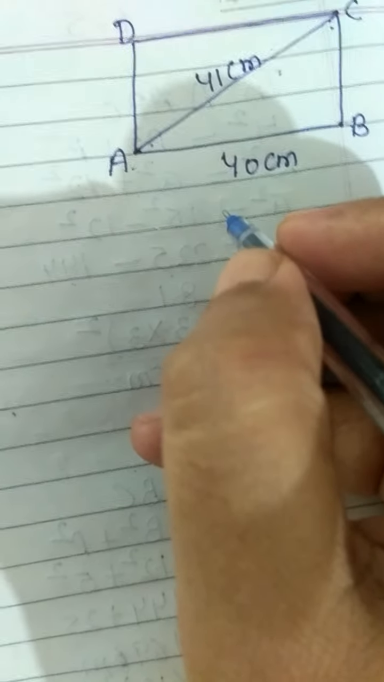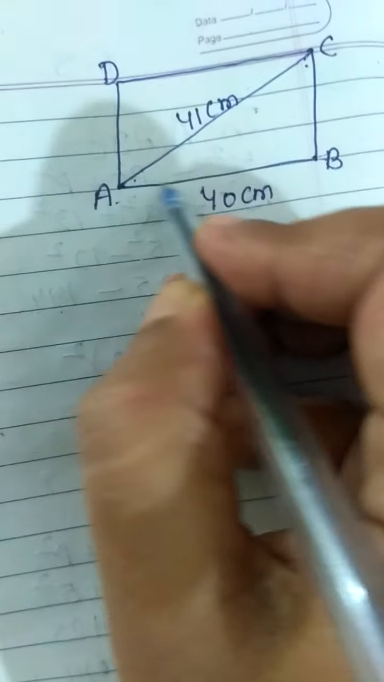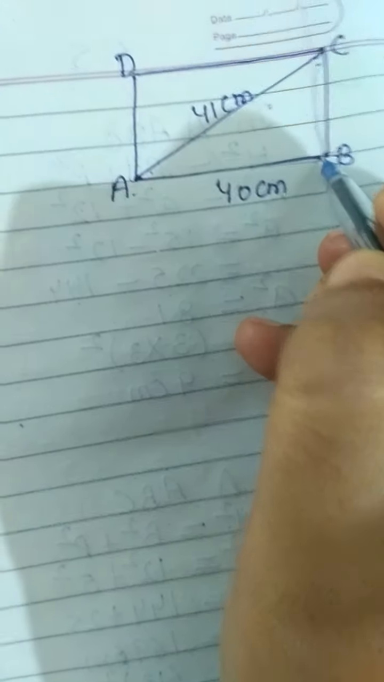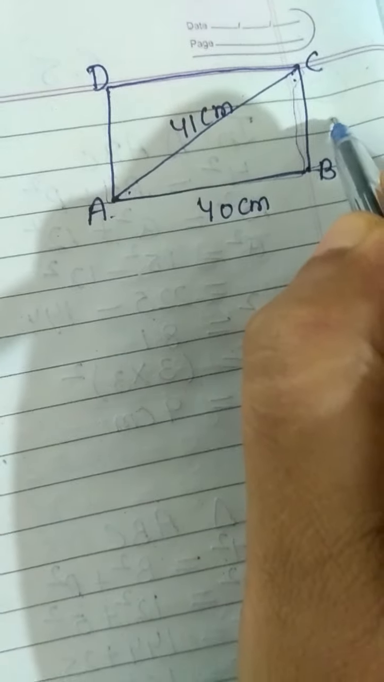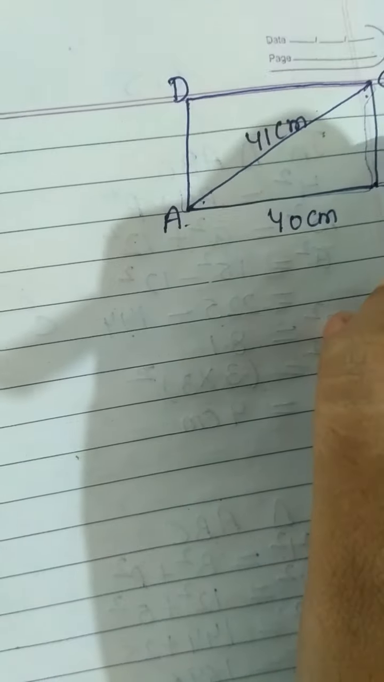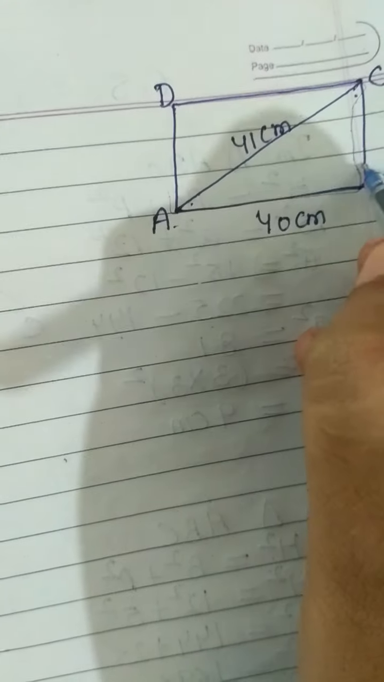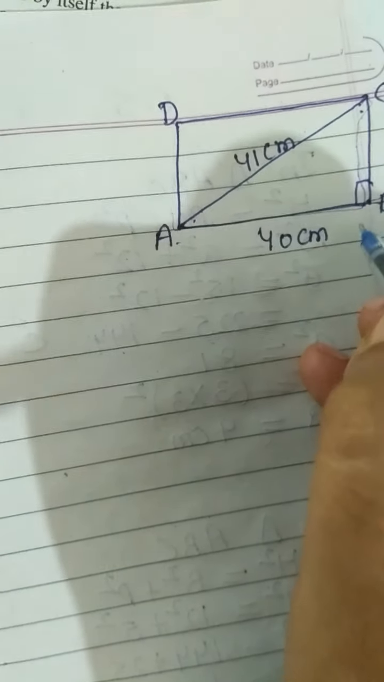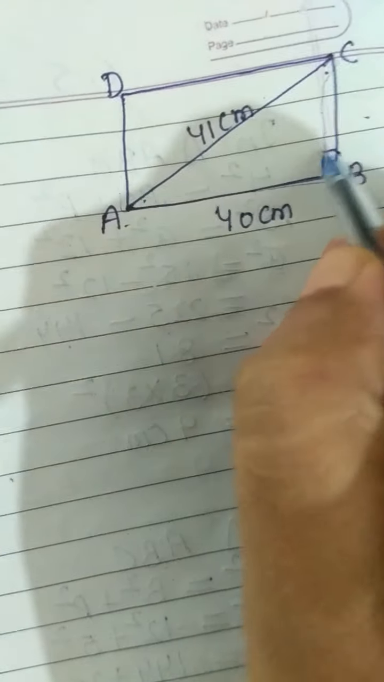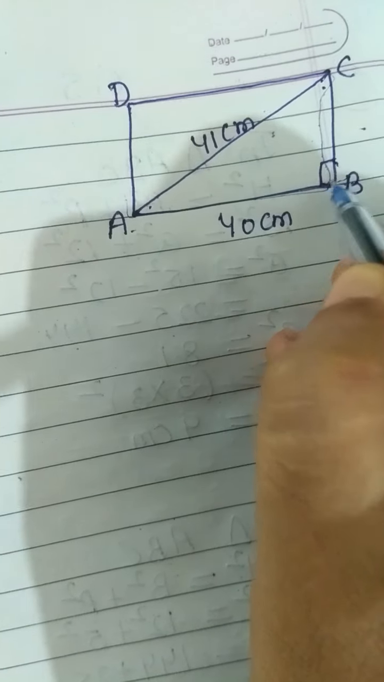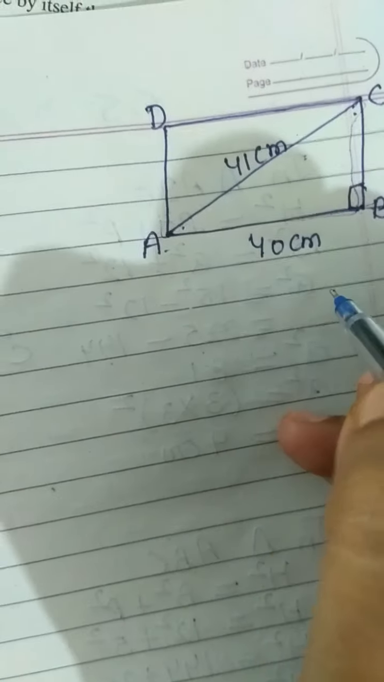We have to find the perimeter. Perimeter means outer boundary of the rectangle. For outer boundary, we need this side also. So, in a rectangle, all angles are of 90 degree. All corner angles are of 90 degree.